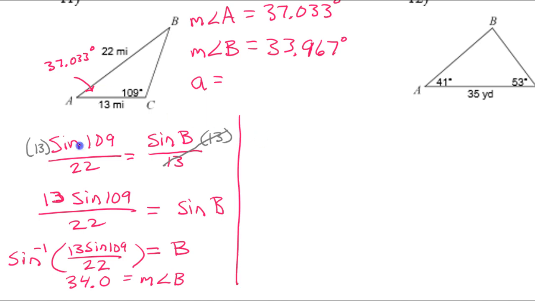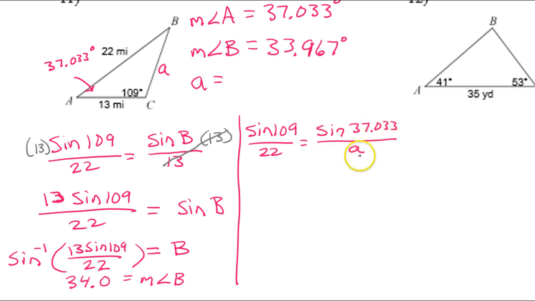So now I can go ahead and find side A like this. So I'm going to use the same trig ratio that I used before. All right, the sine of 109 over 22. Law of sines. But now if I want to find side A, I now have angle A. So I can set this equal to the sine of angle A, 37.033, over side A. That's why I kept all these decimals, because I have to use it to find something else.